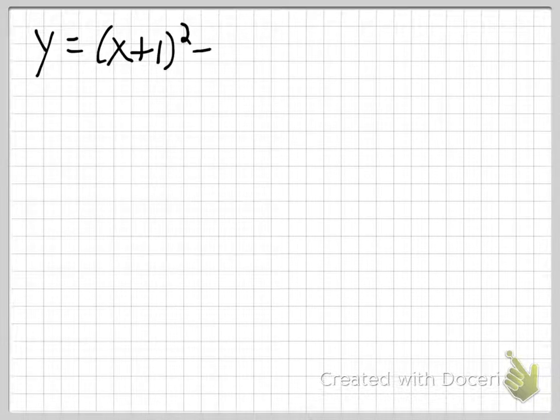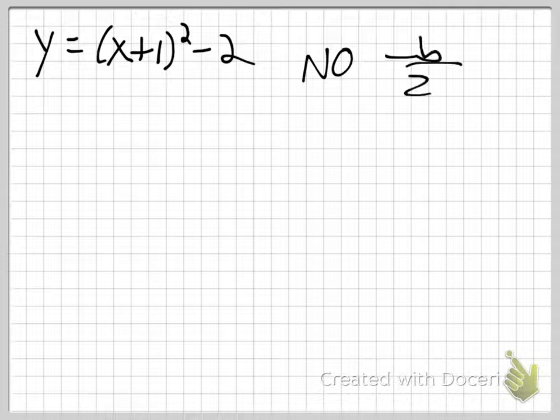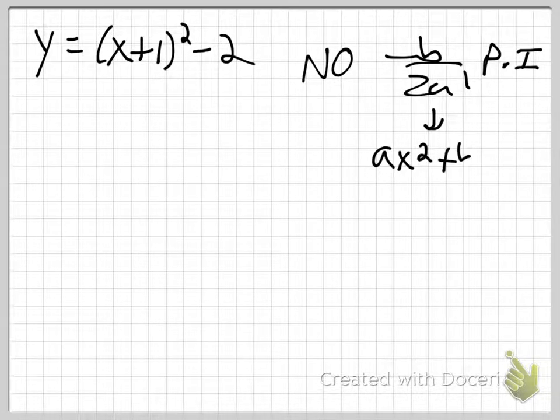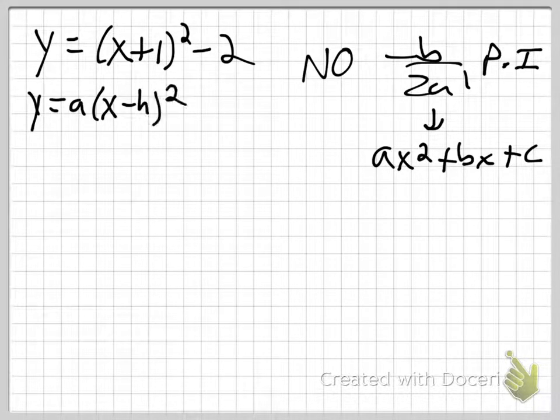let's say this, you cannot do negative b over 2a, plug it in. You can only do that when it's in standard form, ax squared plus bx plus c. Not when it's in vertex form, y equals a times (x minus h) squared plus k. And so I had a lot of people on the quiz try to do negative b over 2a when something was in vertex form. Vertex form makes it nice.